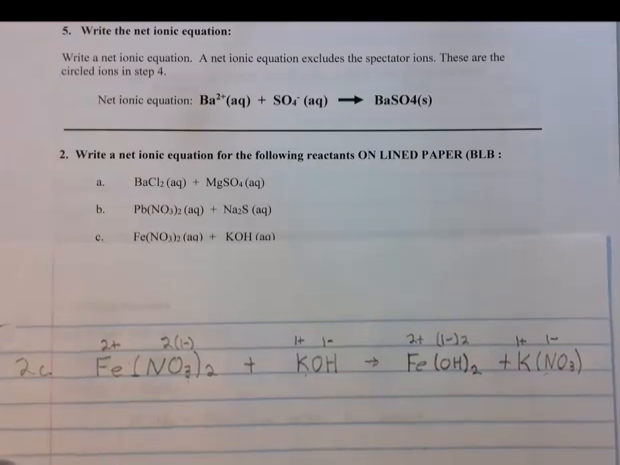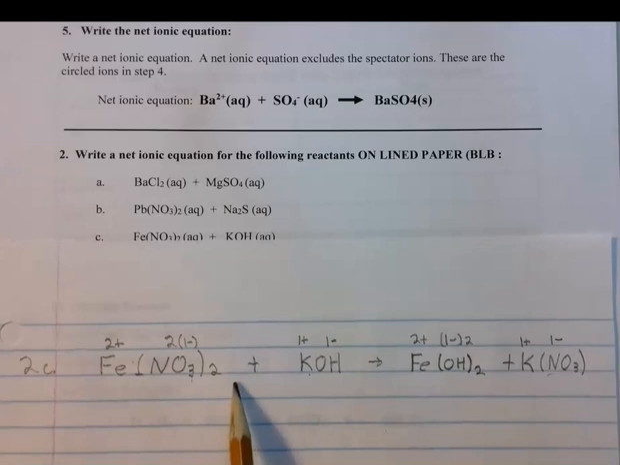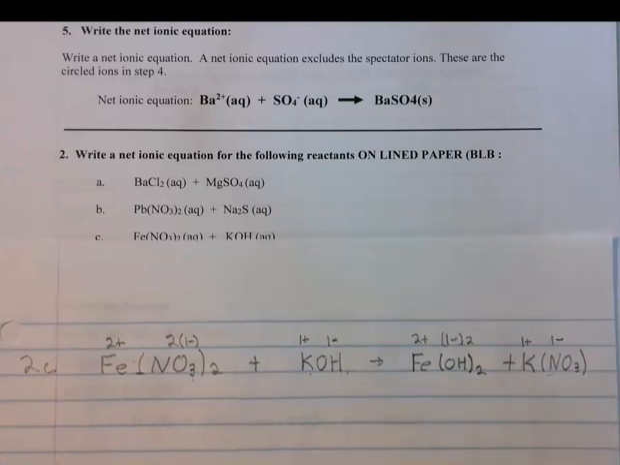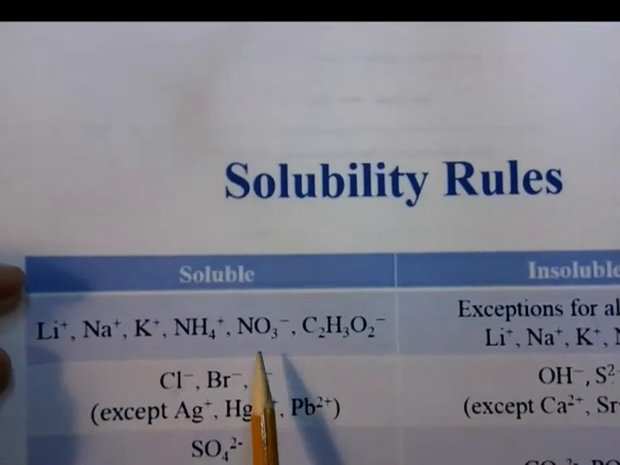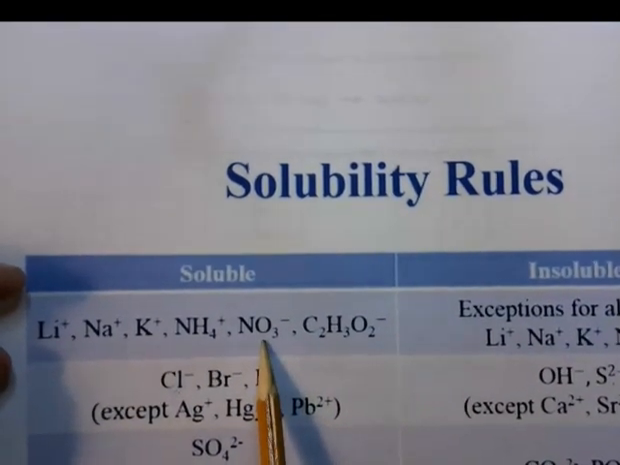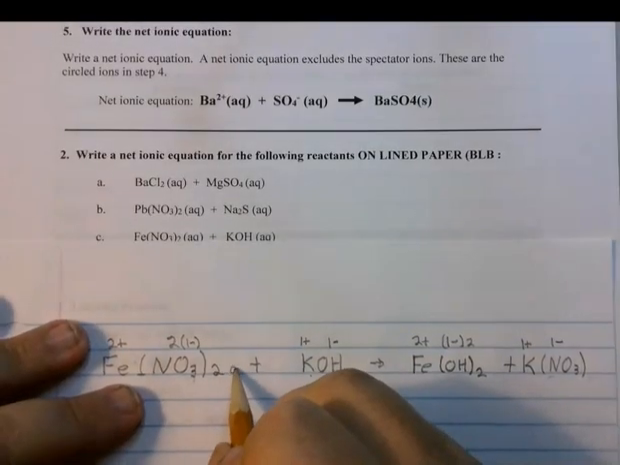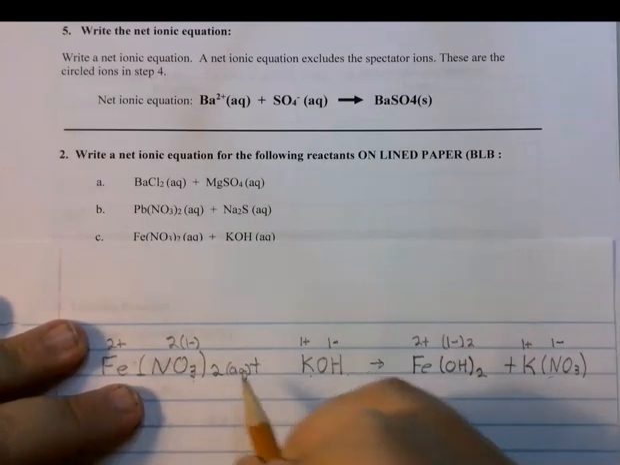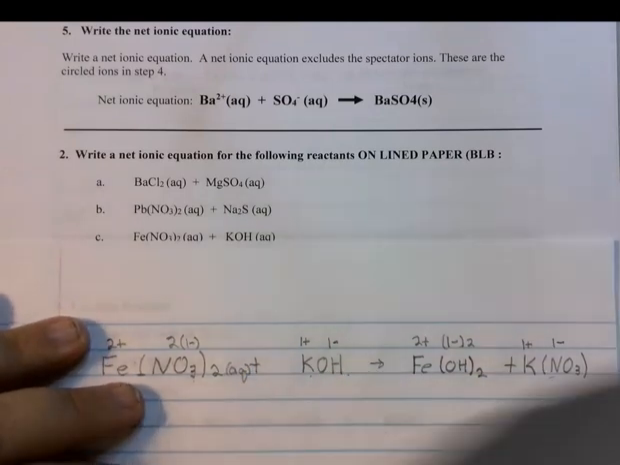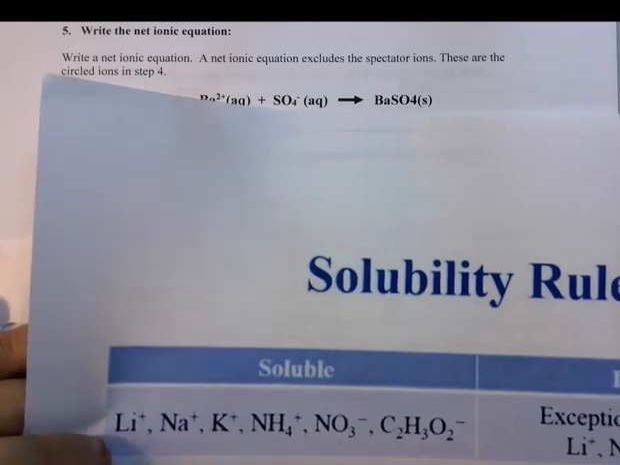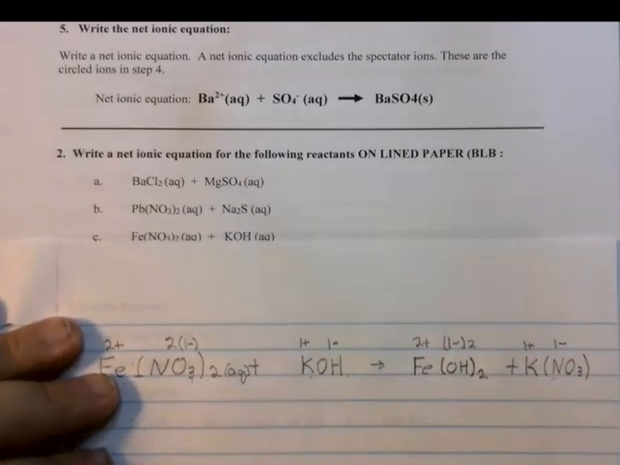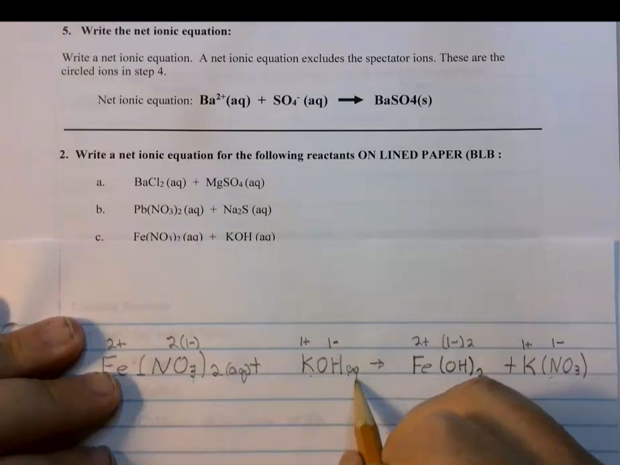So now what we want to do is check solubility. So we can go ahead and put our phases after each of these compounds, whether they're aqueous or solid. So let's go ahead and get the solubility rules out again. So iron nitrate, well, nitrate is up here in the top row. Those are the guys that dissolve with anything. So it definitely dissolves, so that's aqueous. Potassium is also in that top row. It dissolves with anything, so that's aqueous. So that means we may have a reaction.